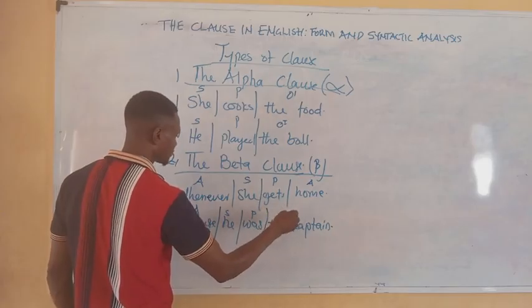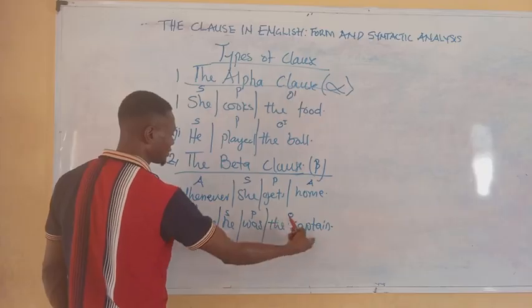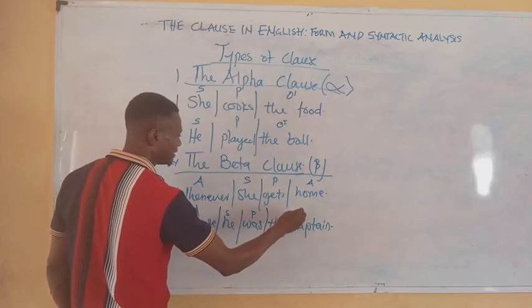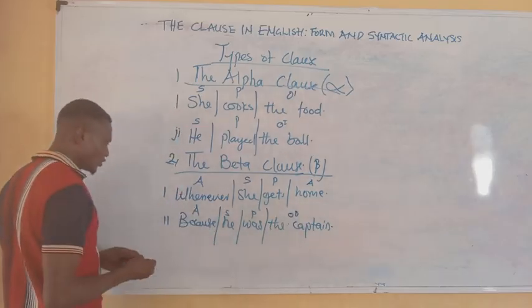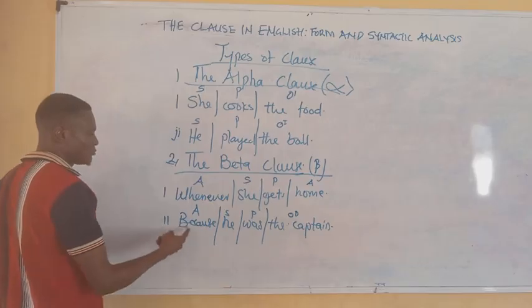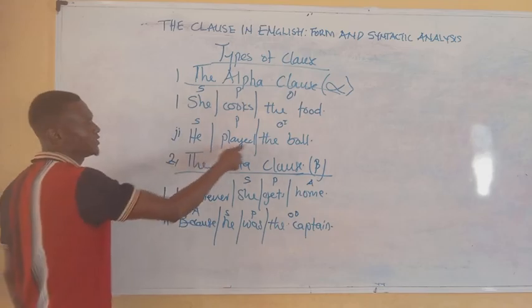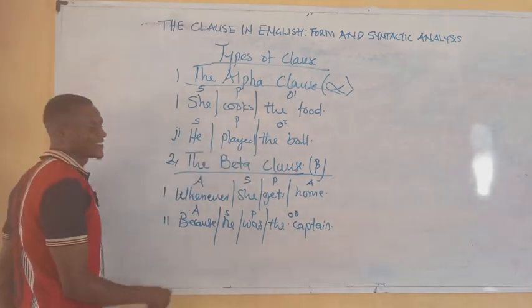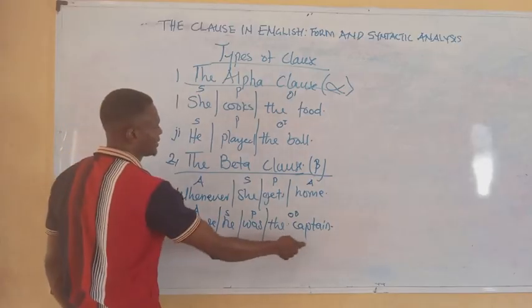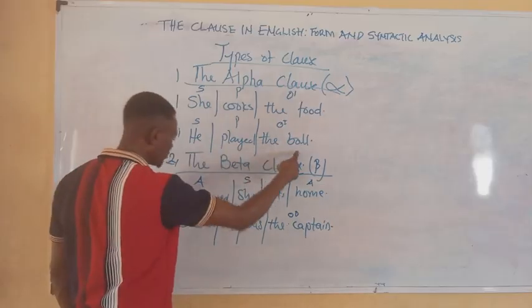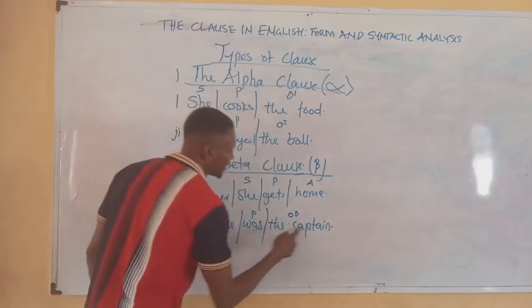Object he, that is, the object has to do with the subject here. It will be direct object. So, because he was the captain, he played the ball. Is it? Because he was the captain, he played the ball, or he played the ball because he was the captain.